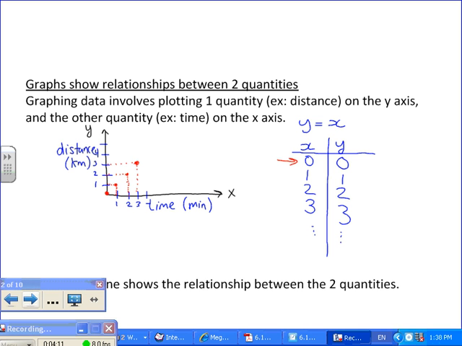At that point, I could connect those with a line, and that's a straight line. This is a linear relationship. And the line is my graph, and it is representing a relationship. It tells me that x and y, distance and time, are related to each other. And as I increase in time, I see that my distance also increases. Let's go ahead and talk a little bit more about interpreting some graphs.